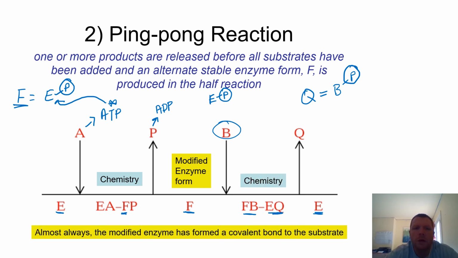Okay, so almost always the modified form of an enzyme has formed a covalent bond to that substrate. Okay, so that would be a good example of a phosphate bond, or maybe you'd have potentially a sulfur-sulfur bond or something like that along the way.